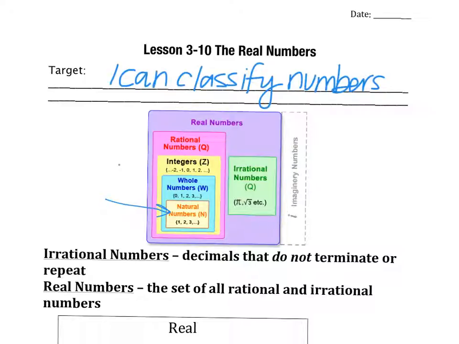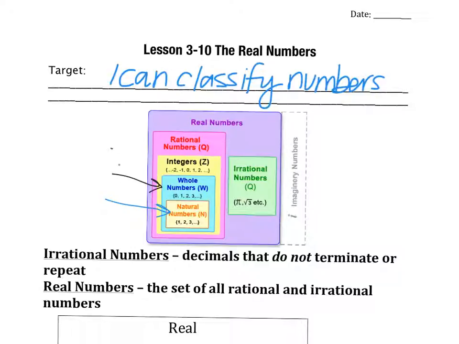Then the next one is one that we've been working with since chapter 1, which is the whole numbers. Now, your whole numbers include one other number compared to the natural numbers, which is 0. So the whole numbers include 0, and then it goes 1, 2, 3, all the whole numbers through infinity. The ... means it just keeps on going.